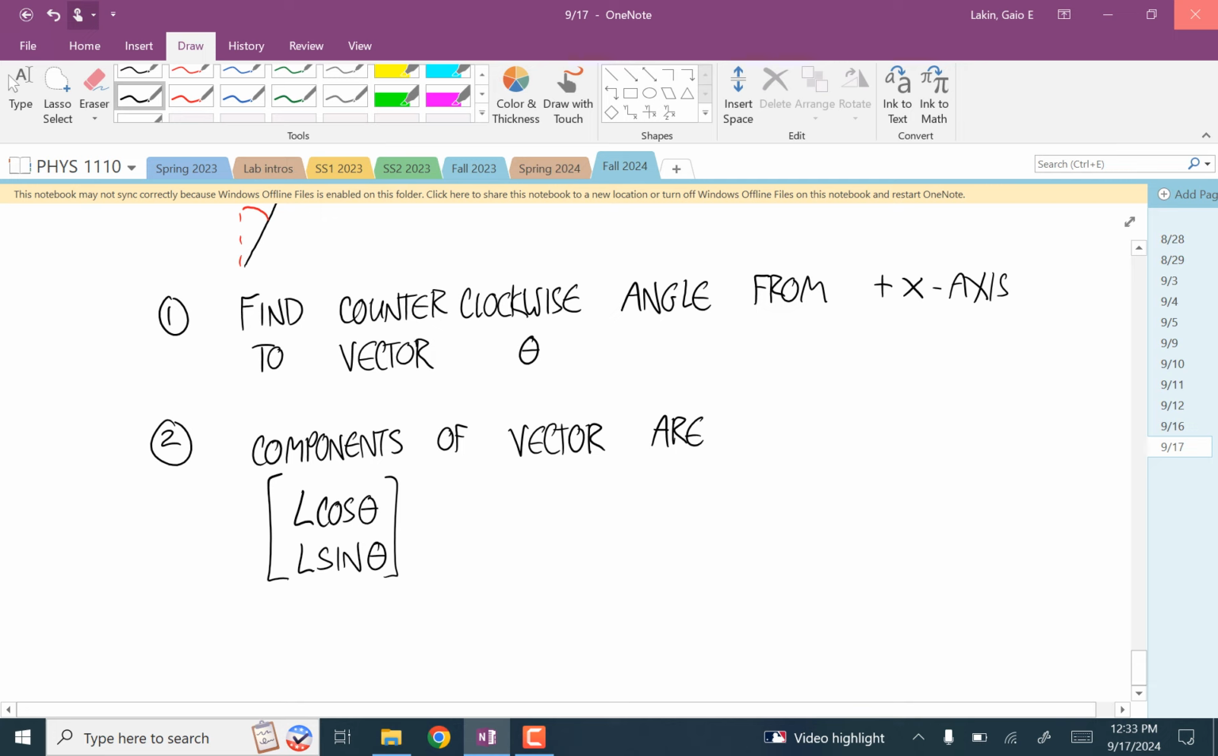And I'm not even going to go into the trigonometry, the meaning of sine and cosine, but sine and cosine are just things you can plug into your calculator. I think most people in this class have seen those before, but not all.